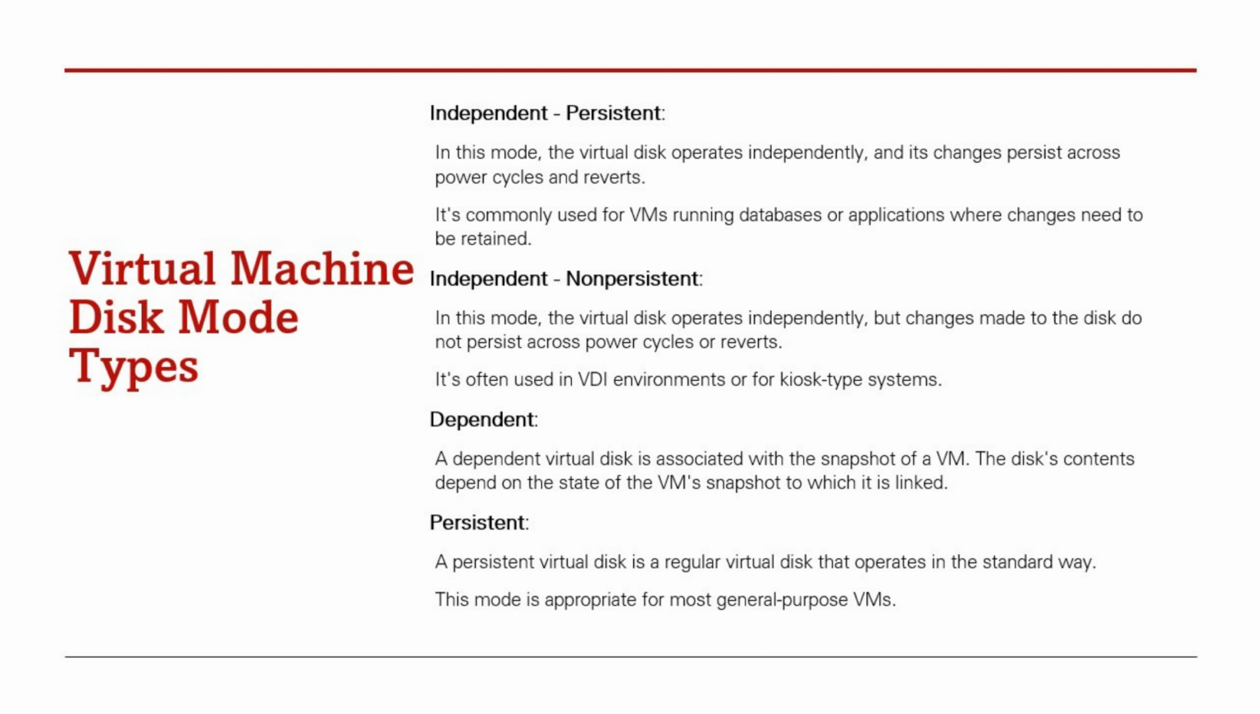Dependent. A dependent virtual disk is associated with the snapshot of a VM. The disk's contents depend on the state of the VM's snapshot to which it is linked. Persistent. A persistent virtual disk is a regular virtual disk that operates in the standard way. This mode is appropriate for most general-purpose VMs.